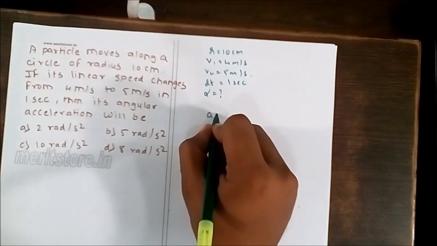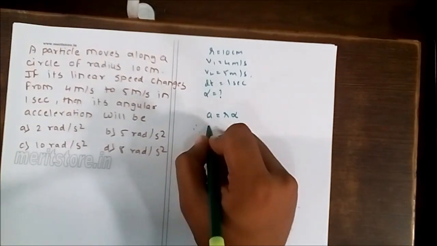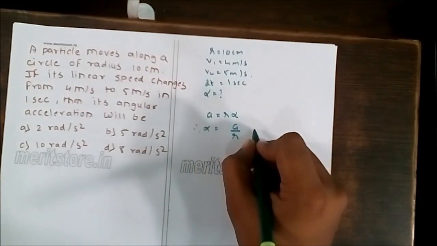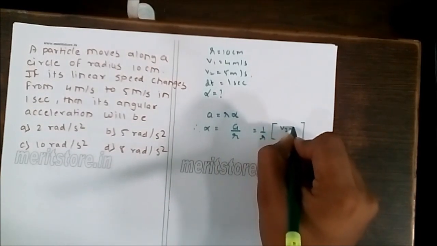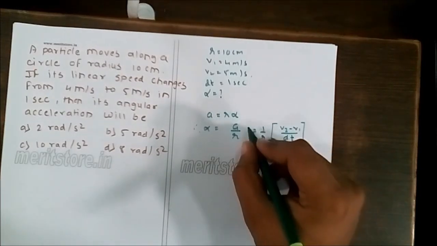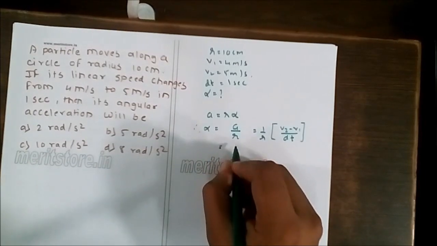So we need a relation of angular acceleration with linear velocity. We have a formula, a is equals to r alpha. So therefore alpha is equals to a upon r. I would say this is 1 upon r and bracket v2 minus v1 upon dt. Absolutely, because rate of change of linear velocity is called as acceleration.